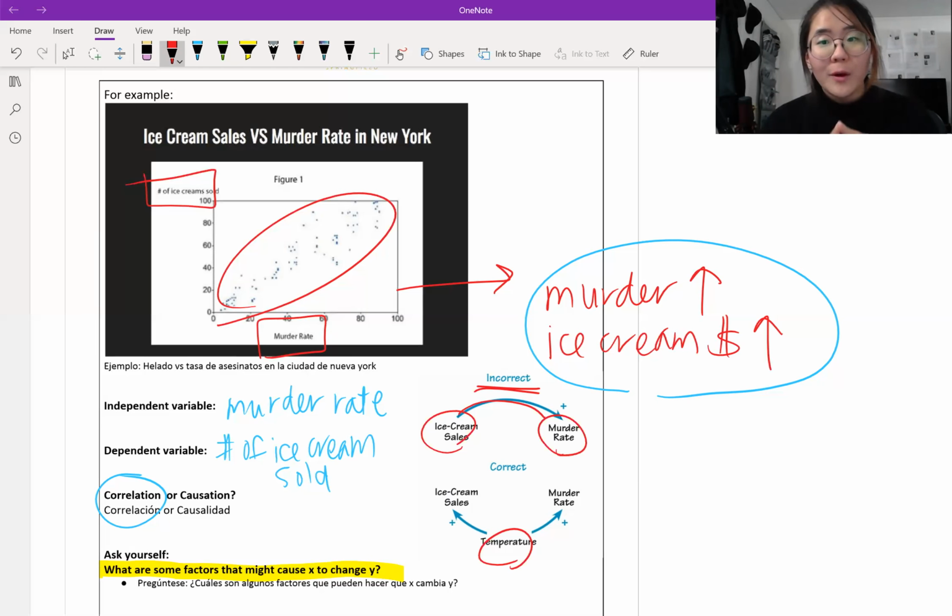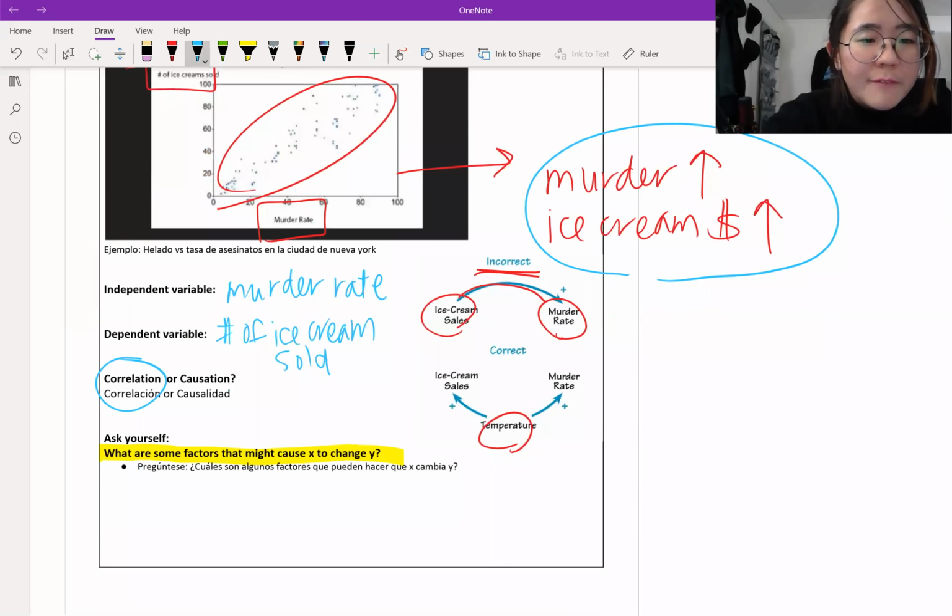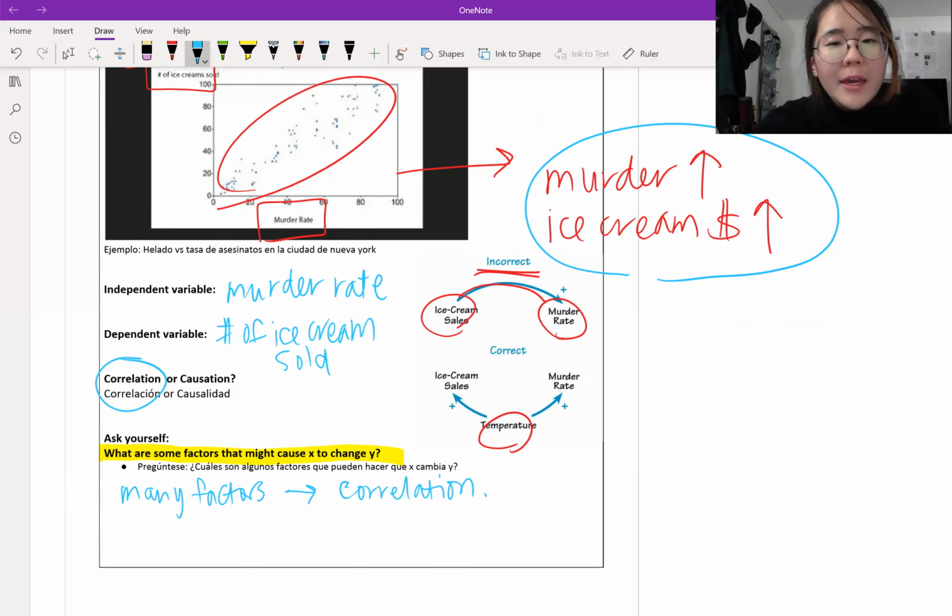So when there is more than one factor that causes X to change Y, it's gonna be correlation. The only time it's causation is we know for sure that there's only one cause. There's only one thing that causes X to change Y, okay? So once again, let's write this on the bottom. If there are many factors, that's gonna be correlation, all right? So let's go back actually to our first page.